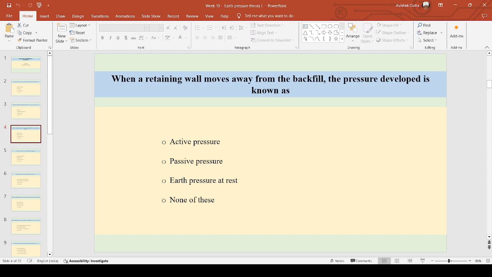Thank you. When a retaining wall moves away from the backfill, the pressure developed is known as. Your options are active pressure, passive pressure, earth pressure at rest, or none of these. Okay. Next question.